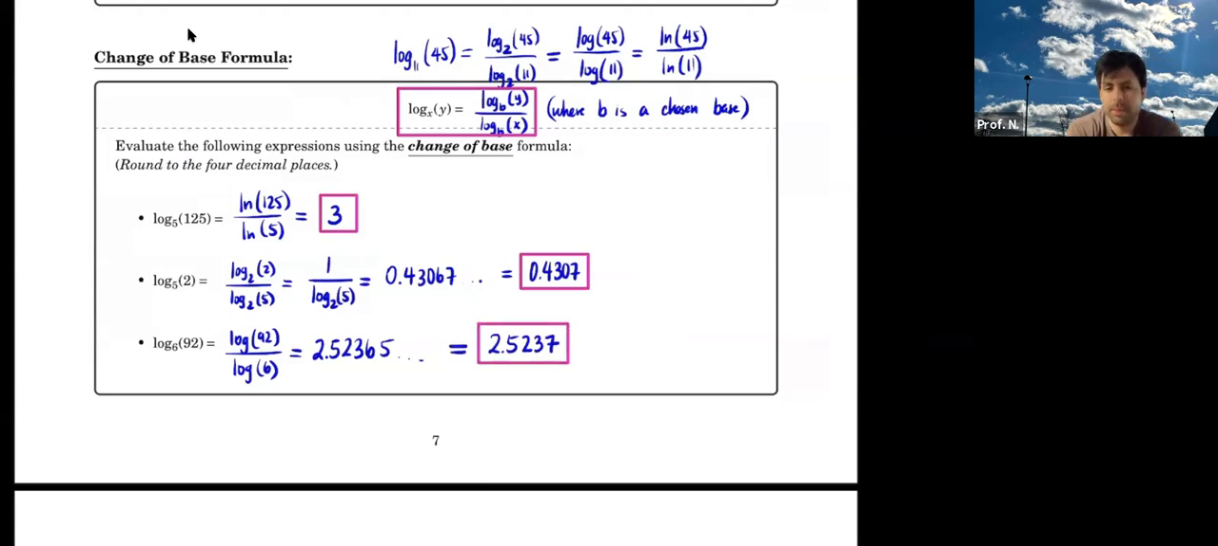So these are little examples of how you can utilize other bases to evaluate logs of bases that maybe aren't as familiar, or maybe you just want to change the base for a reason. Yes, Natalia, ask away.